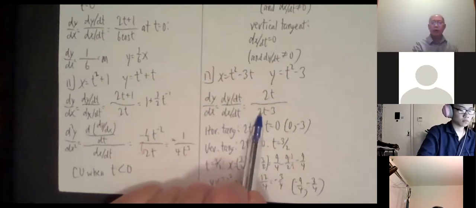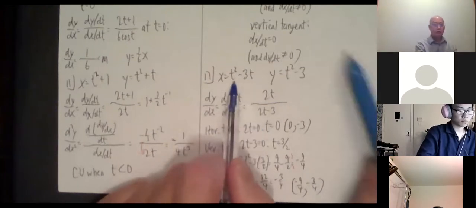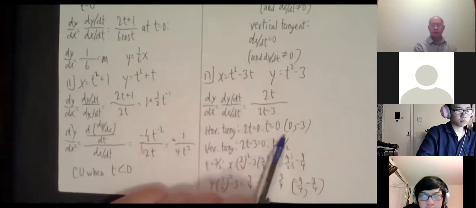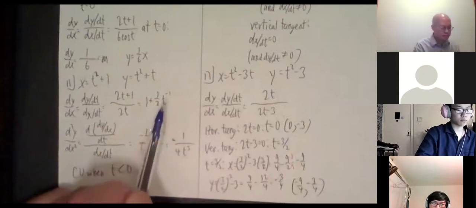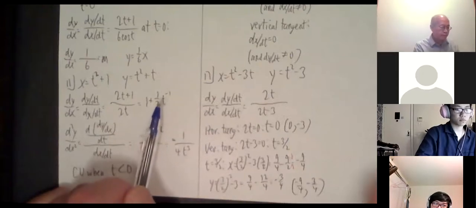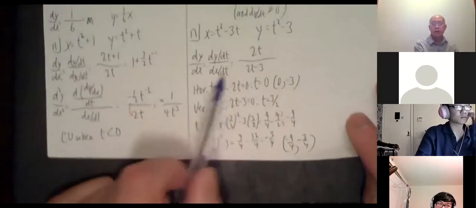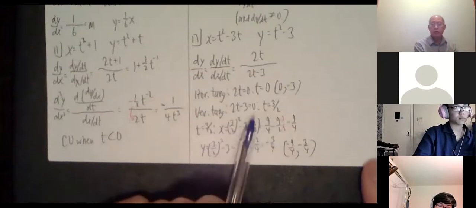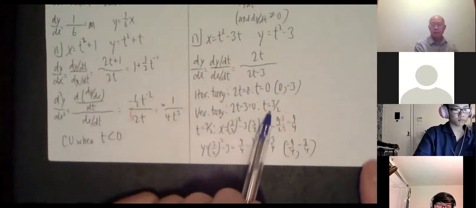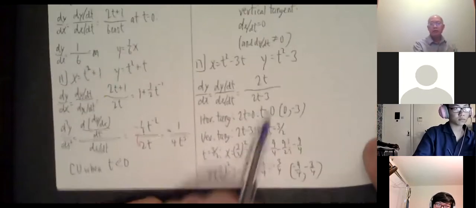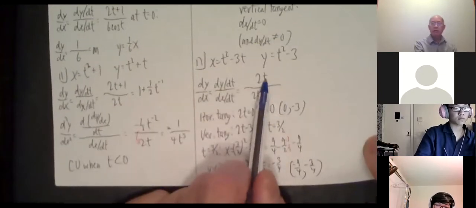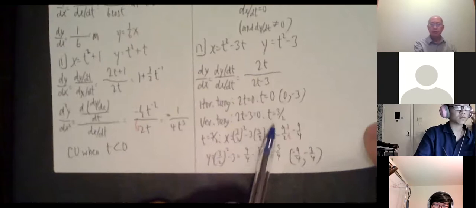It asks for a point, so I just plug in 0 here and 0 here. That gives me 0, comma, negative 3. Horizontal tangent. That's all. Vertical tangent. Set the denominator equal to 0. 2t minus 3 equals 0. t is equal to 3/2. And a quick double check, we have to see that dy/dt isn't 0. If I plug in 3 over 2, I don't get 0 on the top, so we're good.